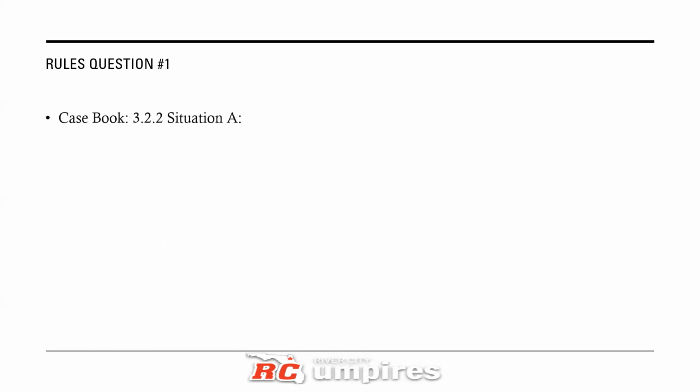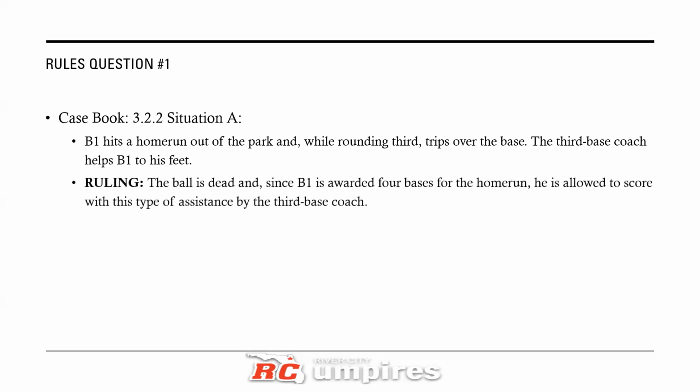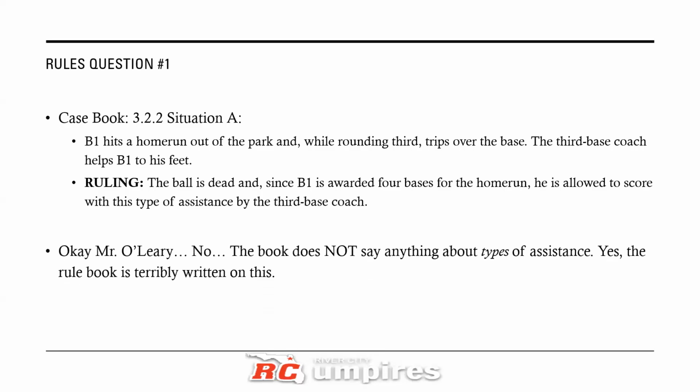Here's the case book. B1 hits a home run out of the park, and while rounding third, trips over third. The third base coach helps B1 to his feet. The ball is dead, and since B1 is awarded 4 bases for the home run, he's allowed to score with this type of assistance by the third base coach. Mr. O'Leary. Uh-oh. The book doesn't say anything about types of assistance.